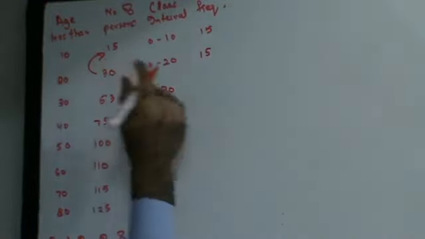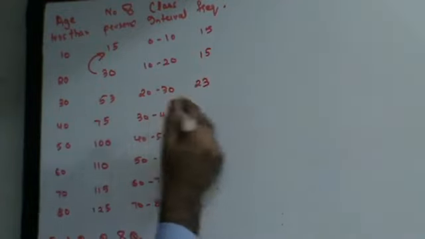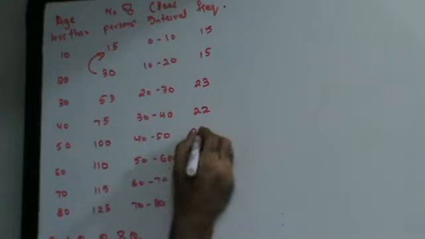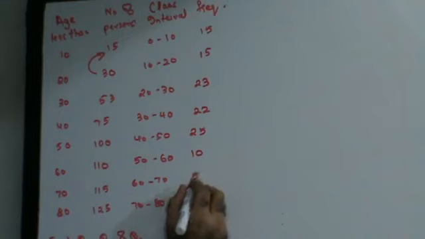Then this is 53 minus 30, that is going to be 23. 75 minus 53, 22. 100 minus 75, 25. 110 minus 100, 10. 5. And this is going to be 10 again. Now this less than what you got is your less than CF. The number of people that you have for less than class interval is your less than CF.